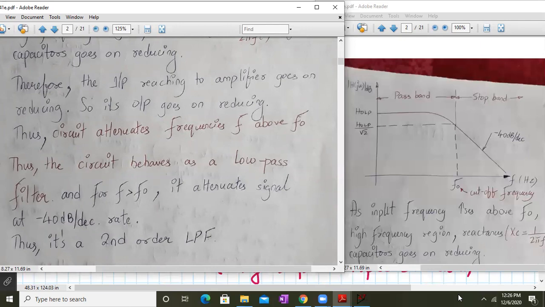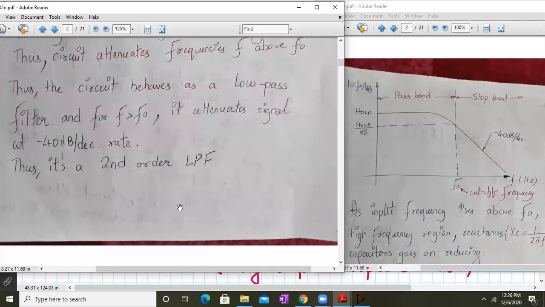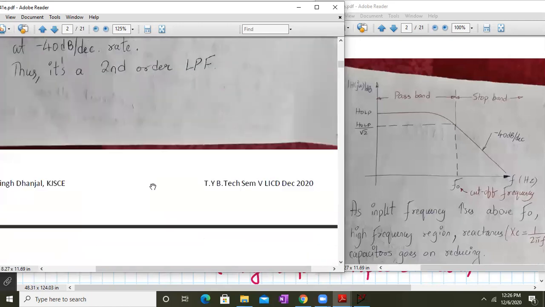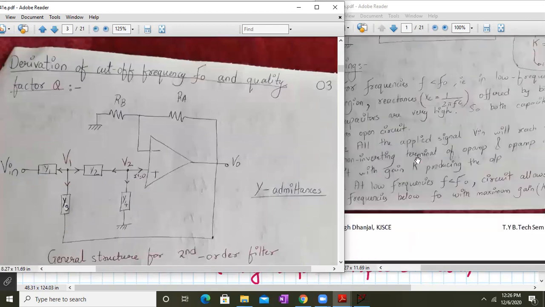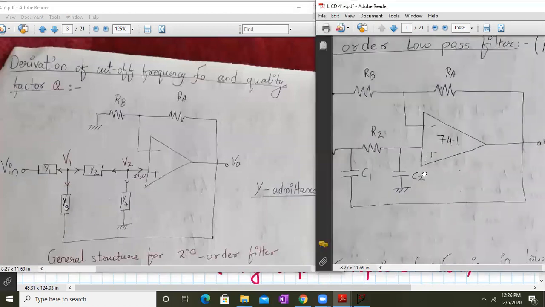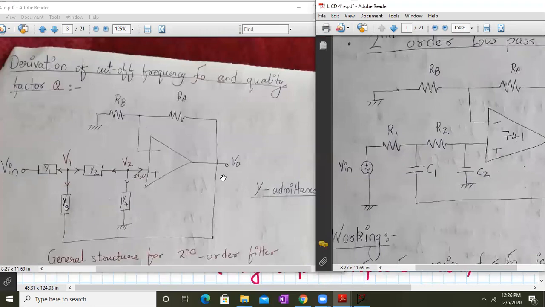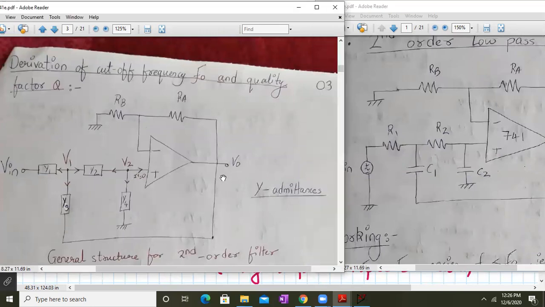Indicating it's a second order low pass filter. Now we'll see shortly why minus 40 dB and why we call it a second order low pass filter. So first of all, what we will do is derive the generalized expression for the transfer function to determine the cutoff frequency and the quality factor.